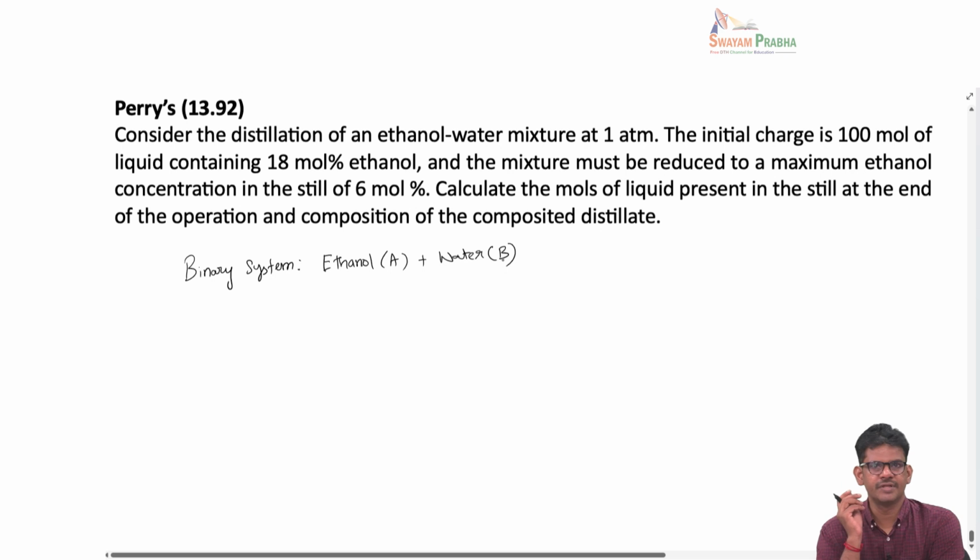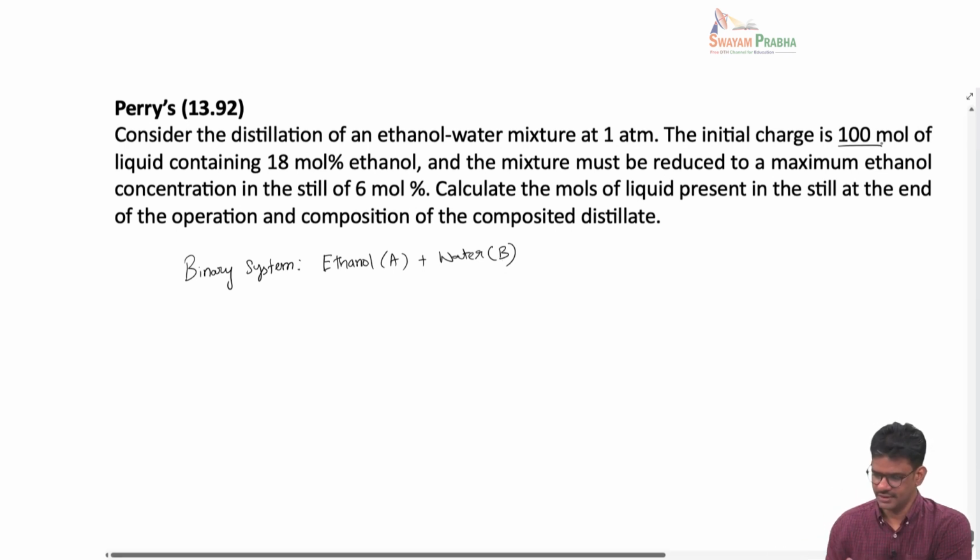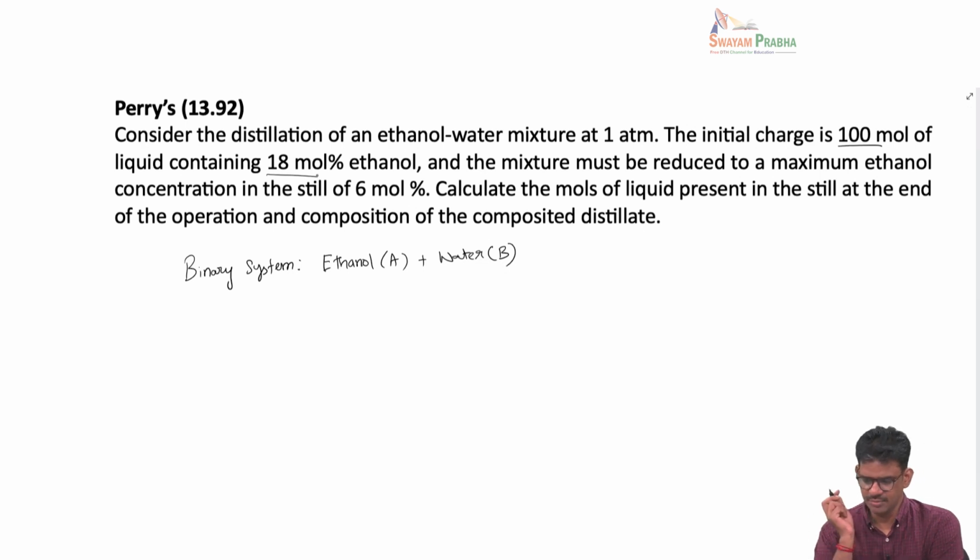So here we are dealing with a binary mixture of ethanol and water, and ethanol is species A and water is species B, because we know ethanol is more volatile than water. So the initial charge is given: 100 moles of liquid containing 18 mole % of ethanol, and the mixture must be reduced to a maximum ethanol concentration in the still of 6 mole %.